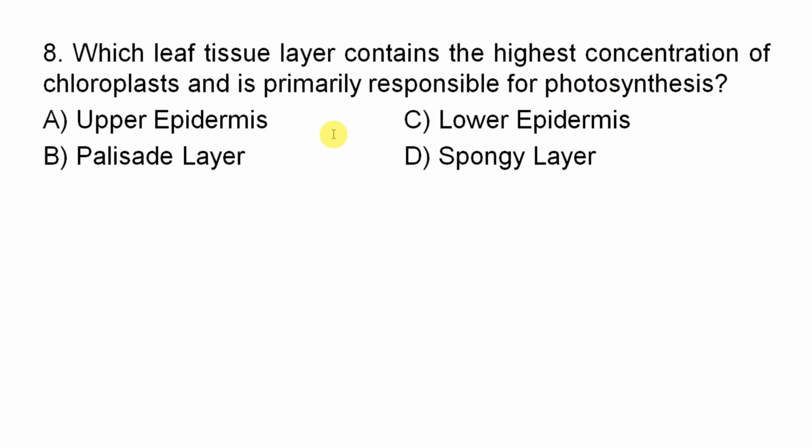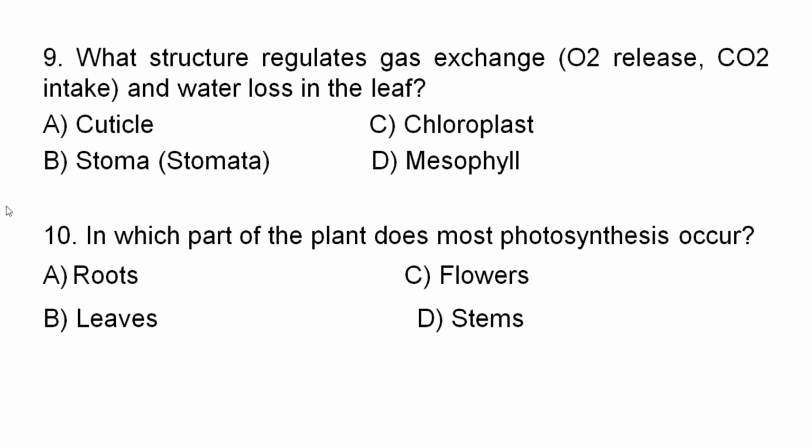Which one is the correct answer? Is that upper epidermis? Is that palisade layer or palisade mesophyll? Lower epidermis or spongy layer or spongy mesophyll? I think you got the answer. The correct answer is what? B, palisade layer. The palisade layer contains the highest concentration of chloroplast and is the primary site of what? Photosynthesis. Good. So the answer for question number 8 is B.